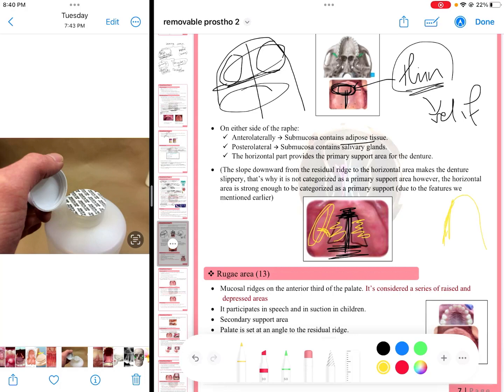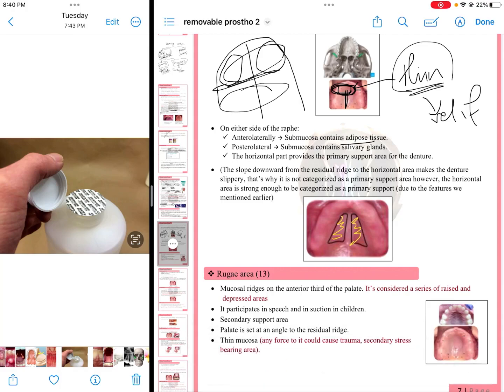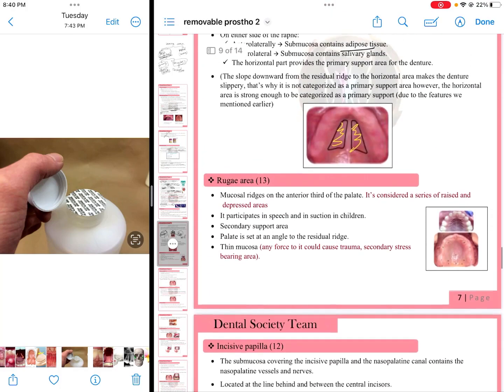So this part of the hill will become slippery. Okay, slope. So it's not categorized as a primary supporting area. The support comes just from here, as demonstrated in this picture, the horizontal part of it here. Now moving to the rugae area.